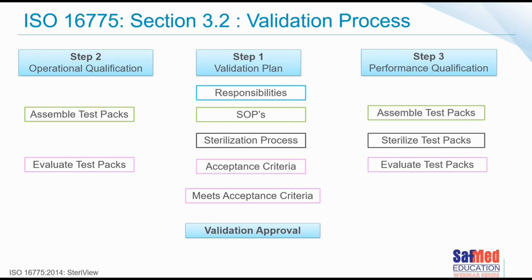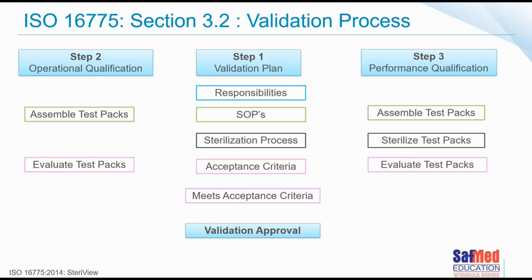So every type of item, every type of packaging configuration, and every type of sterilant that it goes through, you need a validation plan for each one of those. And you need a standard operating procedure for all of those. You also need to evaluate stuff once they've gone through the sterilization process. You need to define acceptance criteria, evaluate packs, and you end up with a validation approval.